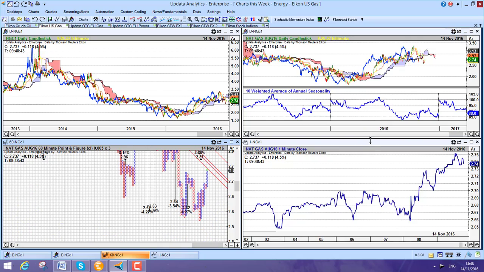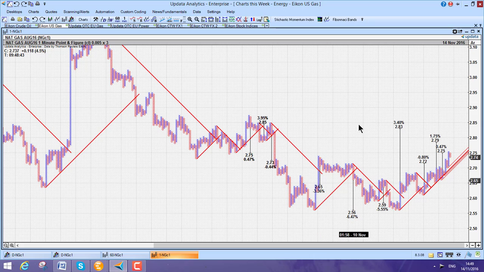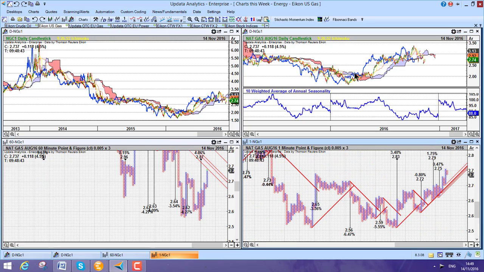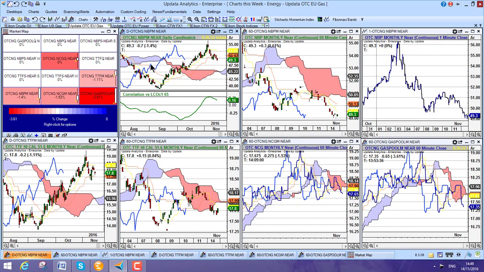And of course, if you're trading Henry Hub short term, just press the T key on your system. 2.8, 2.83, that's 3.5% upside. So we are just seeing those upside targets kicking in. Crude looking bearish, gas just looking a little bit better.